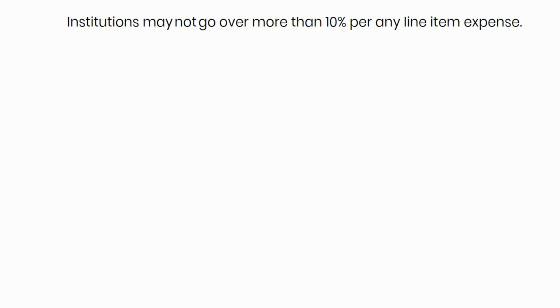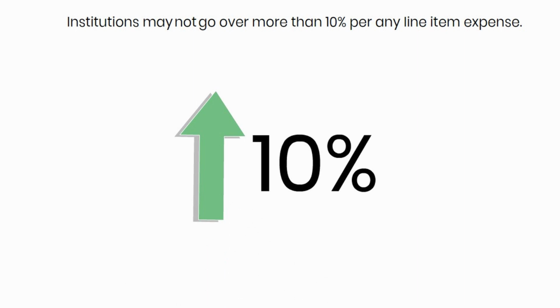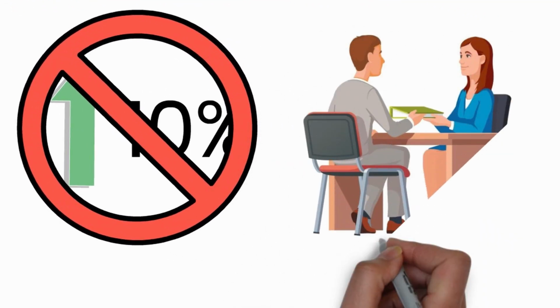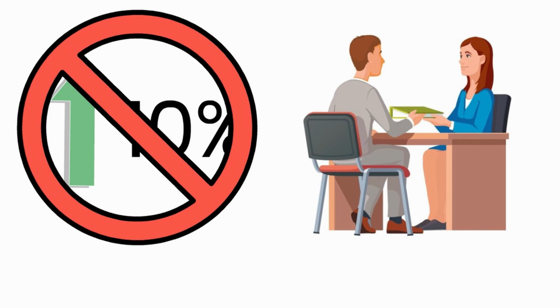Institutions may not go over more than 10% per any line item expense. Any amount over 10% on any line item will be unallowable and must be paid with other program funds. It is important to submit an amended budget and receive approval before incurring the expense.